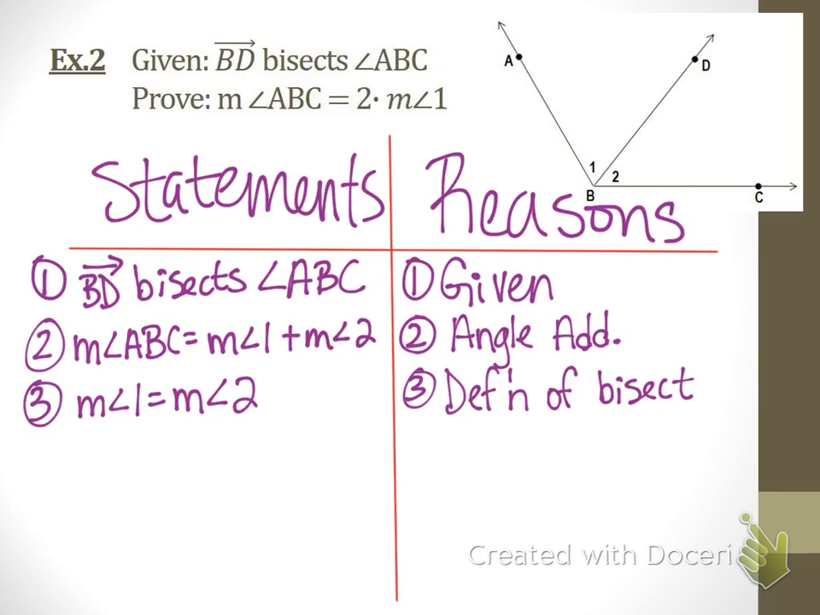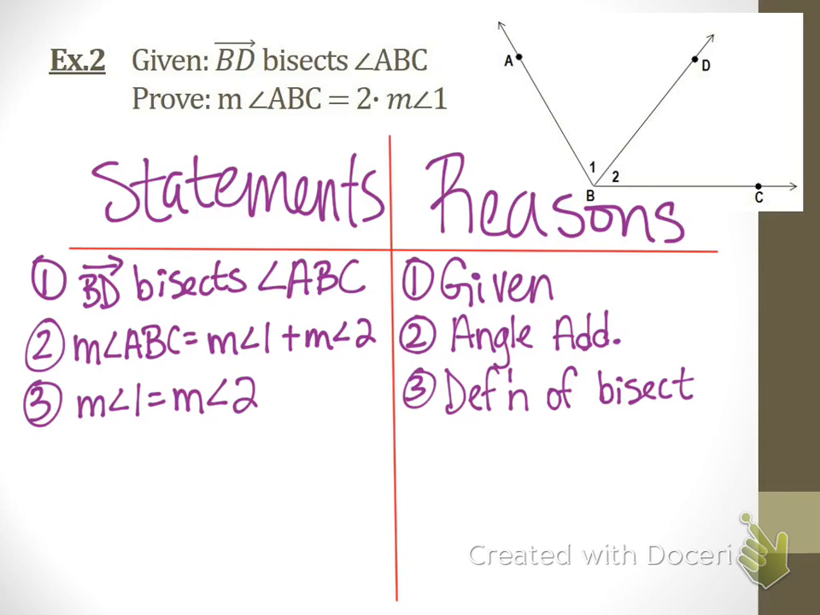Okay, anytime they give you a word in a given like bisect or parallel, perpendicular, any of those vocab words, congruent, it's very often that we will use the definition of one of those special key words later in our proof.